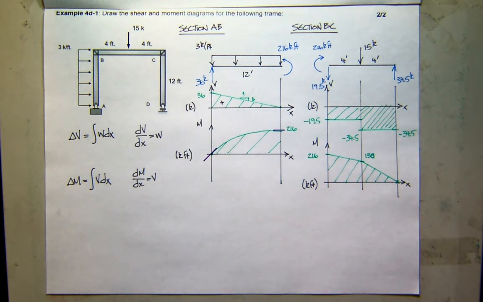Okay, that was long. That was 29 minutes long. So quite a tedious problem.